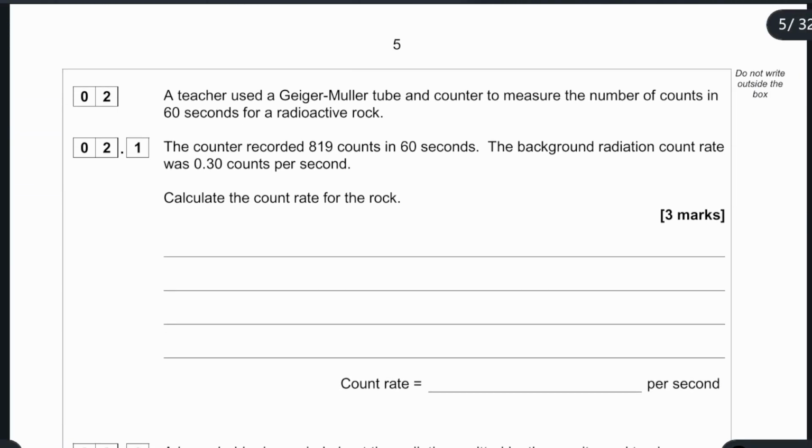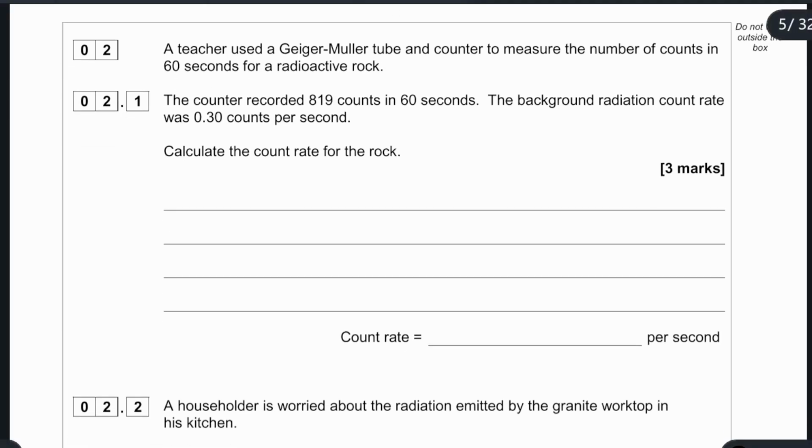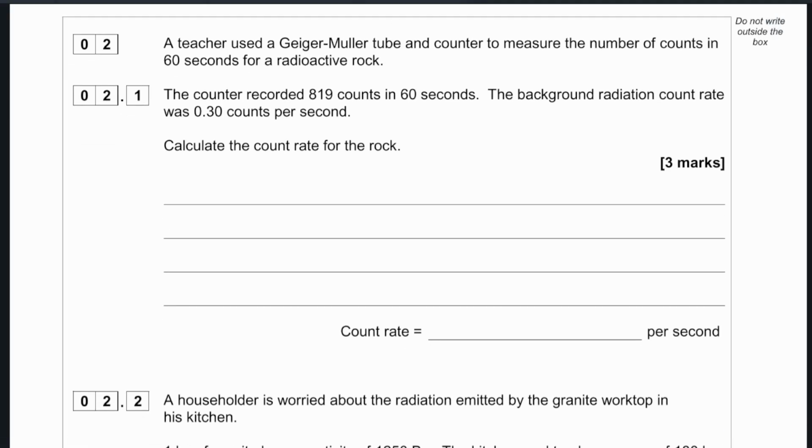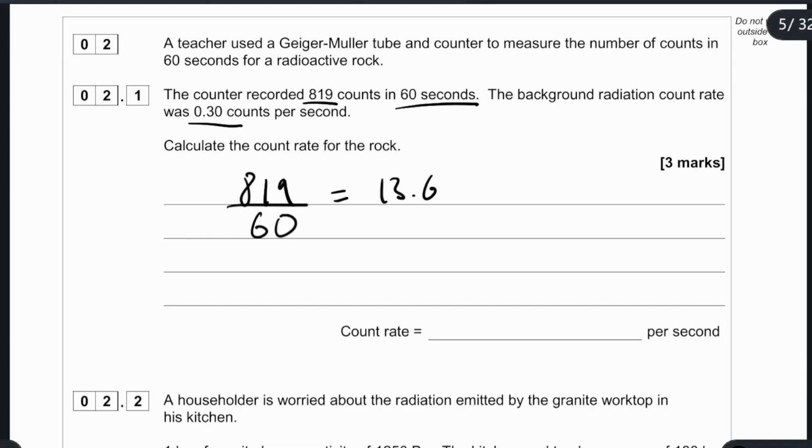A teacher used a Geiger-Müller tube and a counter to measure the number of counts in 60 seconds for a radioactive rock. We've got 819 counts in 60 seconds, and background radiation of 0.3 counts per second. First of all, we want to calculate the count rate. Well, we just do 819, and remember rate is basically per second, so you divide by the number of seconds, which was 60. So 819 over 60, and if you put that into your calculator, you should get a count rate of 13.65.